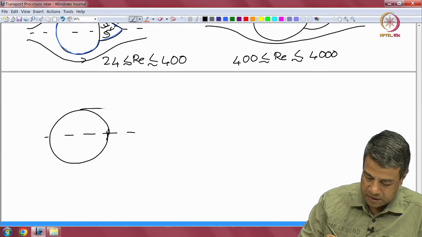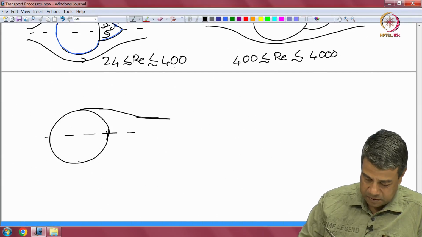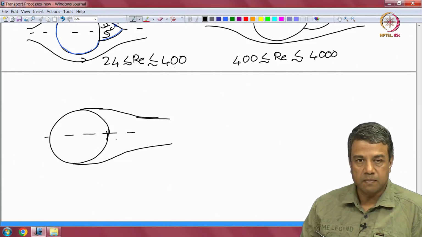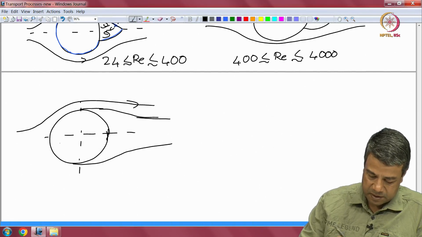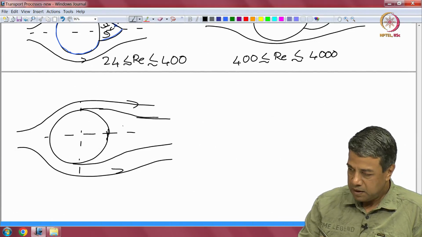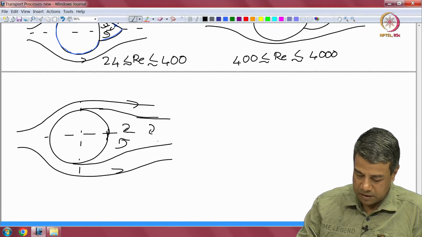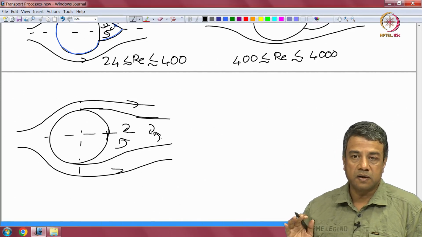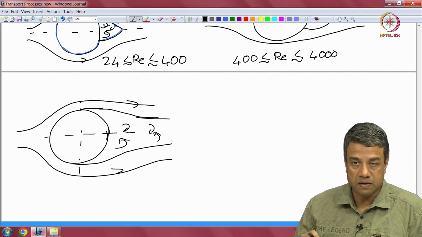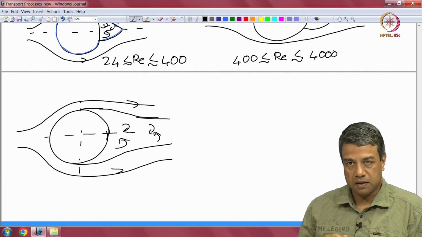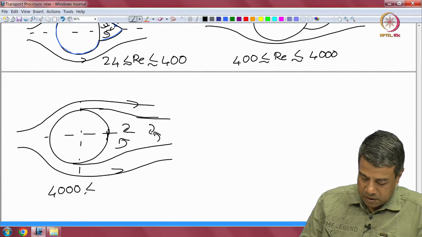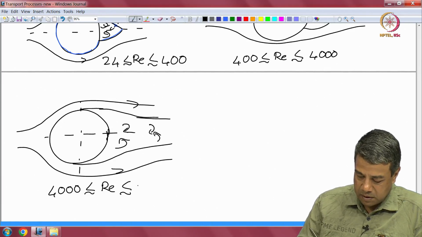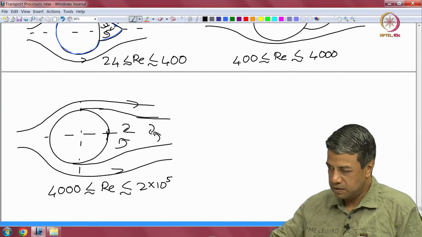This wake extends slightly upstream of the mid plane of the sphere. The flow goes around this wake from the upstream side, and within this you have a turbulent wake. It is no longer a regular vortex shedding like you had up to 4000, but rather it is irregular, a turbulent wake. This happens for 4000 to about 2 into 10 power 5, for Reynolds number in that range.